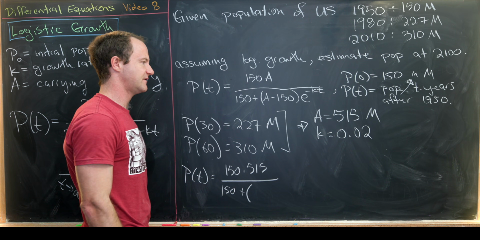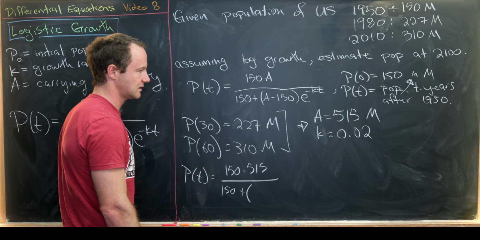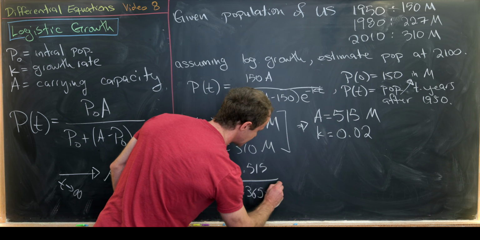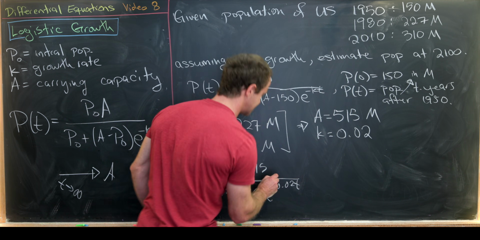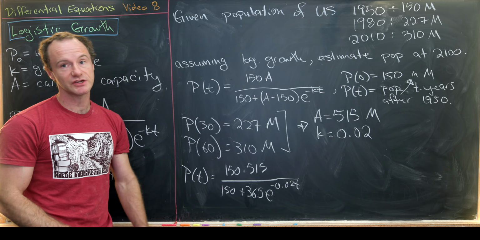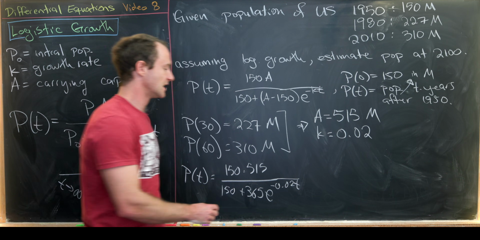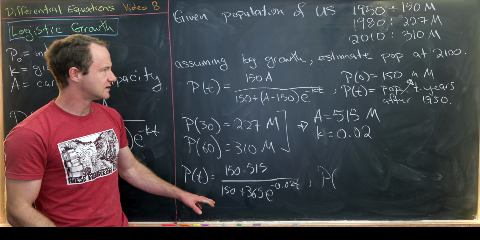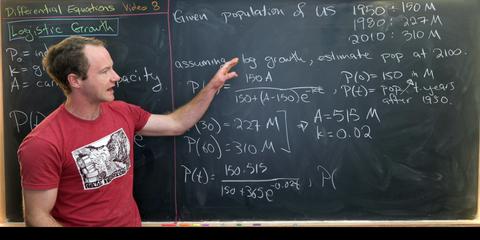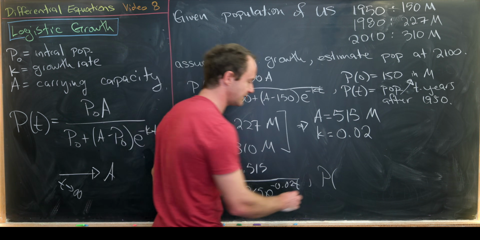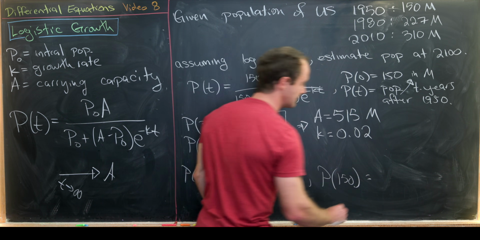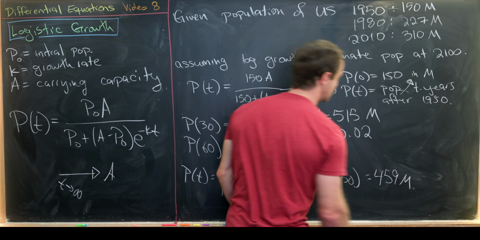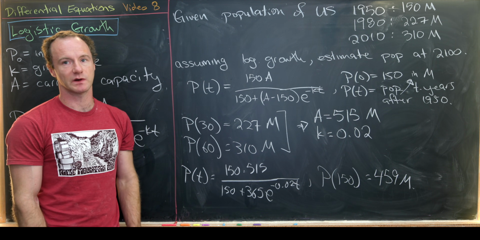Okay, so in the end, we have our population is modeled by 150 times 515 over 150 plus, well, 515 minus 150. So that'll be like 365. So we have 365 e to the minus 0.02 times t. So that would be our logistic equation modeling the population of the US. And then to finish this thing off, we calculate P evaluated at, if we need 2100 and our set point of 0 is 1950, that would be P evaluated at 150. And I'll let you guys check this, but what we end up with is 459 million. So that's our estimated population at 2100.